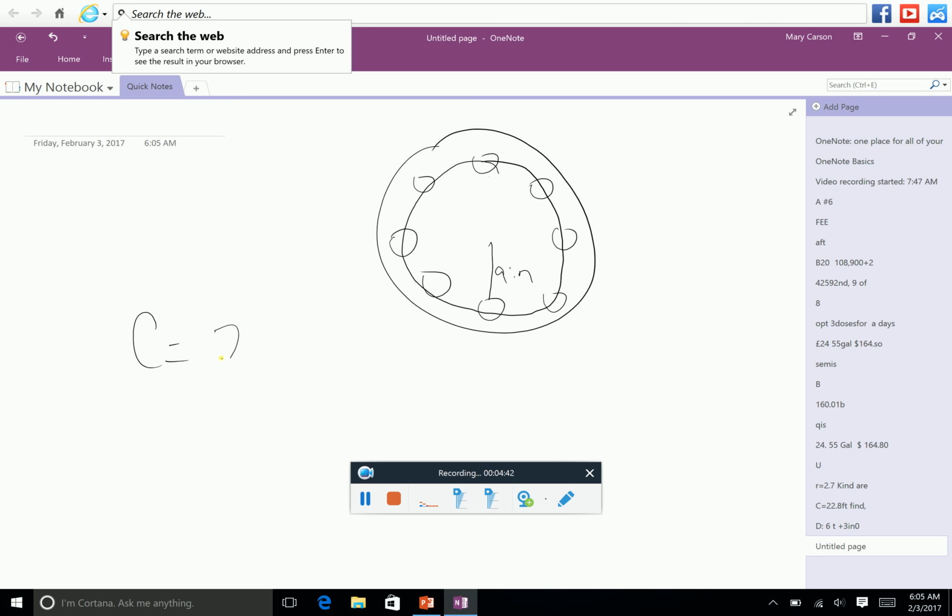So 2 pi r, so 2 pi times 9, and you end up with 56.55 inches. Now if we want to figure out how much space goes between these evenly 8, we end up dividing this by 8, and you'll get 7.069 inches.